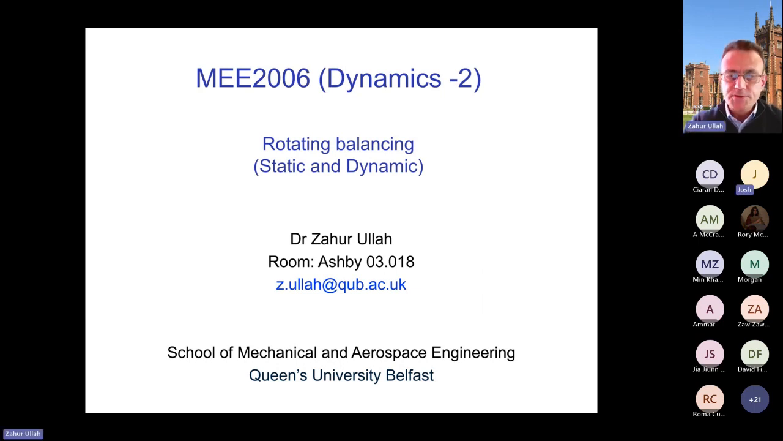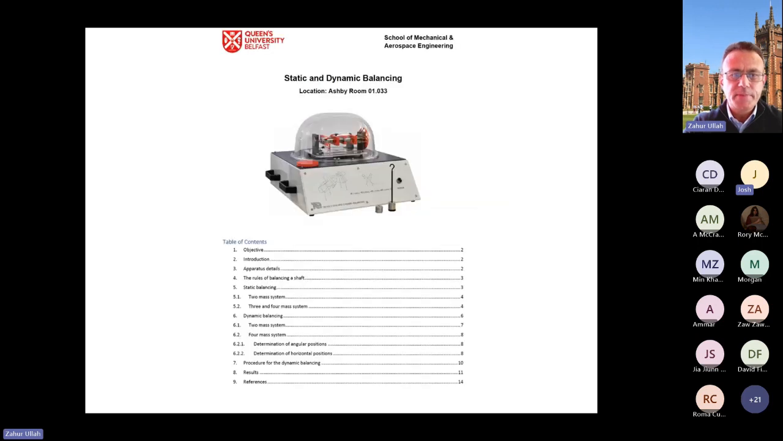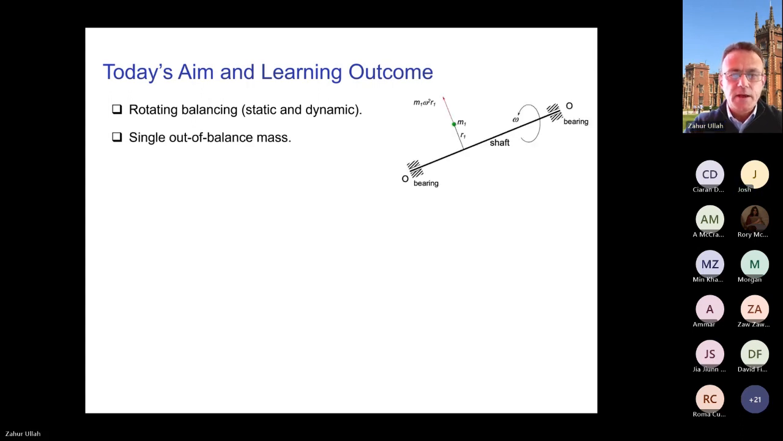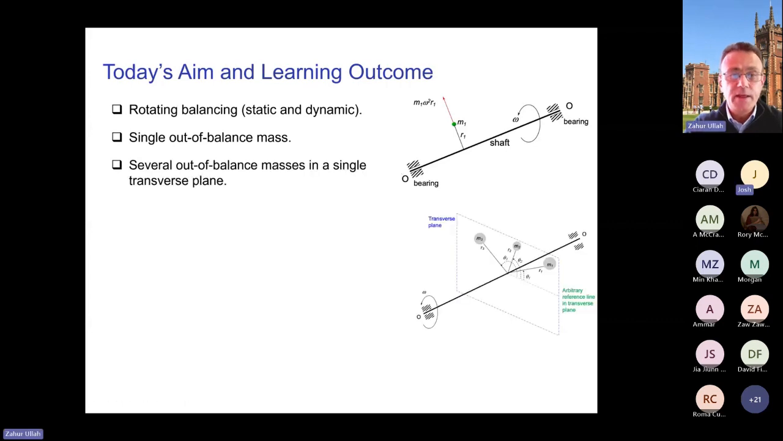Okay, so just to briefly revise the content of what we did previously. We discussed rotating balancing, both static and dynamic. We discussed how to balance a single out of balance mass, which you can see in this figure here. And then we also discussed ways to balance if you have multiple out of balance masses.